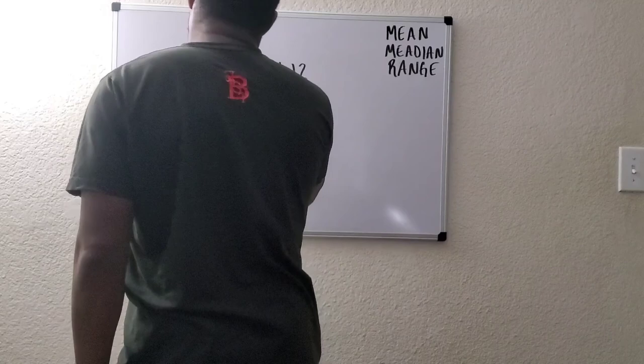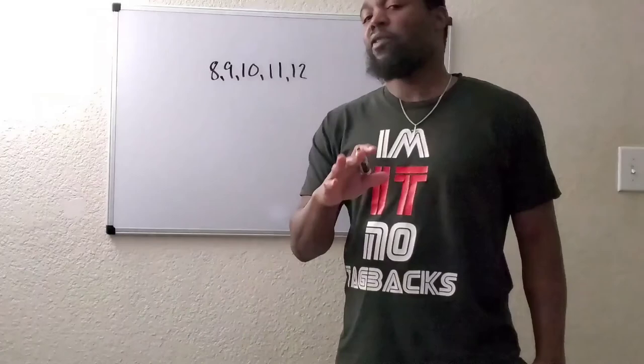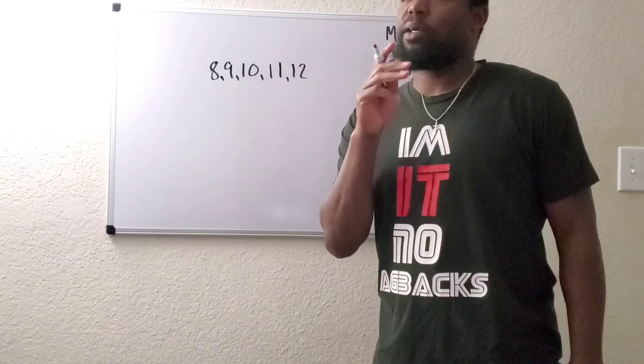First thing that you have to do is put your numbers in order. I changed it from 1, 2, 3, 4, 5, and 6. And I'll do 1, 2, 3, 4, 5, and 1, 2, 3, 4, 5, 6, just to show you a different set of numbers.